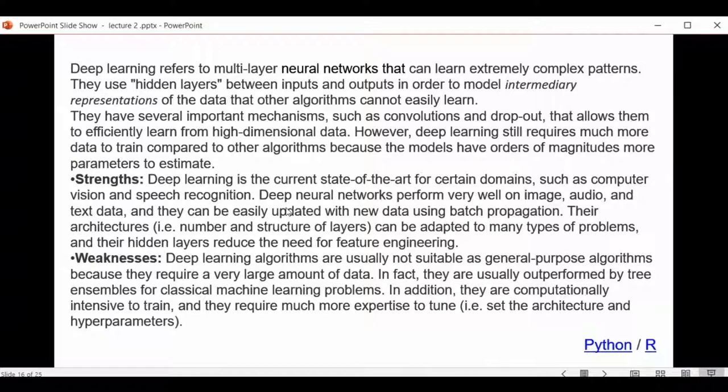The hidden layers are so-called because they're intermediary representations at each stage of the network. There are several important mechanisms which we'll mention in a little bit, such as convolutions, which are popular in computer vision, which is computer science in relation to looking at images.